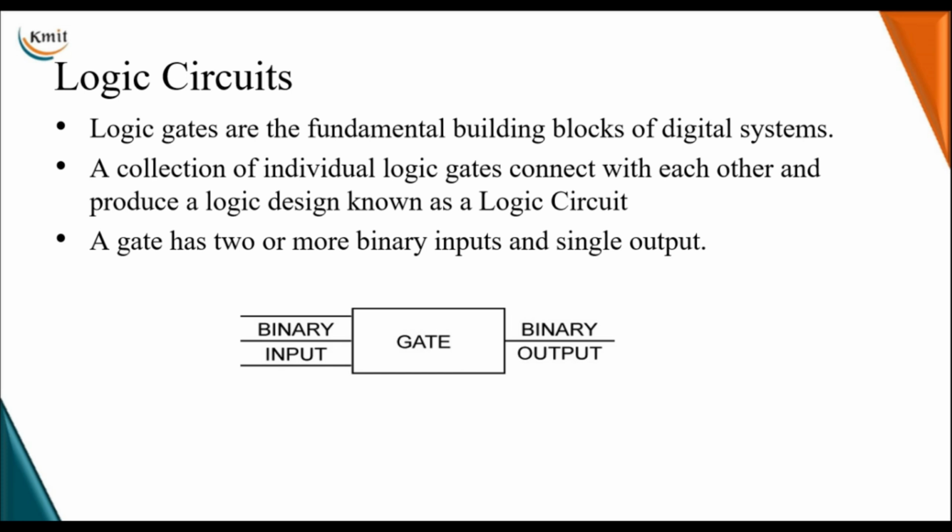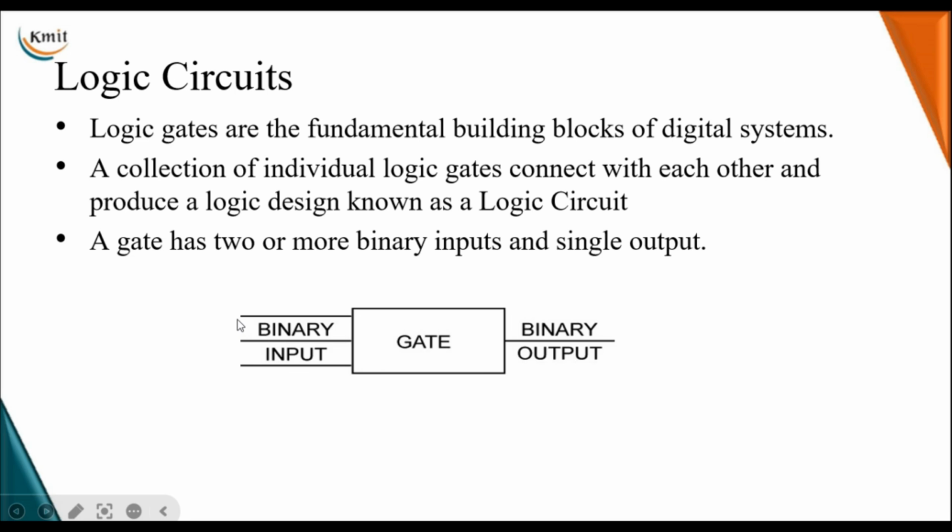A collection of individual logical gates which are connected together can form a logical design, or we can call that a logical circuit. A logical gate is one which has two or more binary inputs with a single output. Here I've shown the block diagram of a logical gate, where it can accept n number of inputs with a single output. Both input and output are binary in nature.